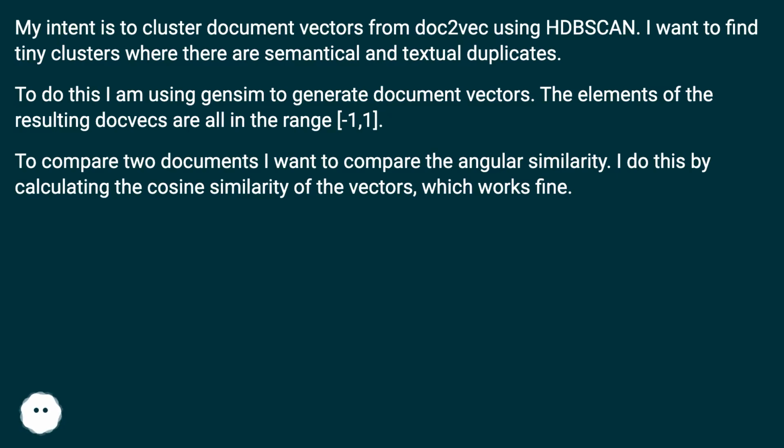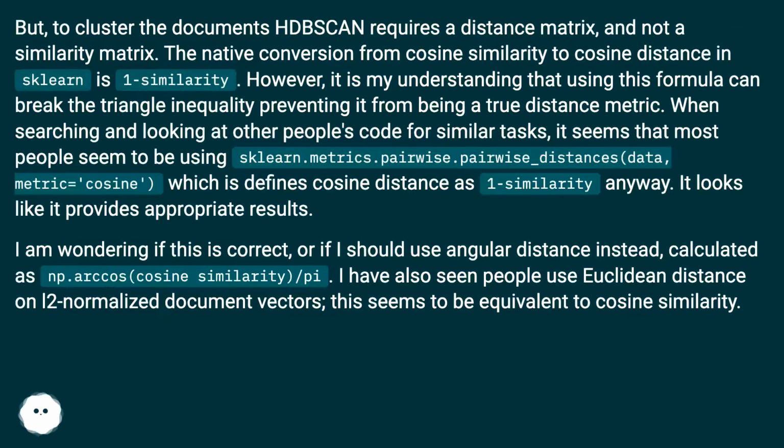The elements of the resulting docvecs are all in the range -1, 1. To compare two documents, I want to compare the angular similarity. I do this by calculating the cosine similarity of the vectors, which works fine. But, to cluster the documents, hdbscan requires a distance matrix, and not a similarity matrix. The native conversion from cosine similarity to cosine distance in sklearn is one minus similarity.